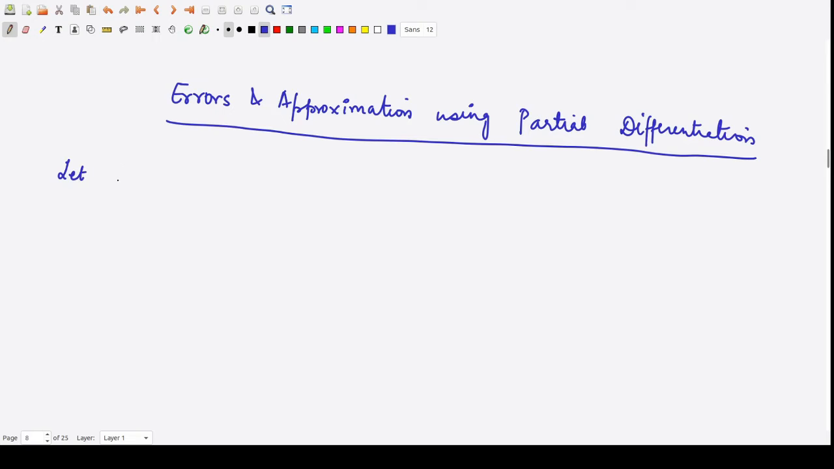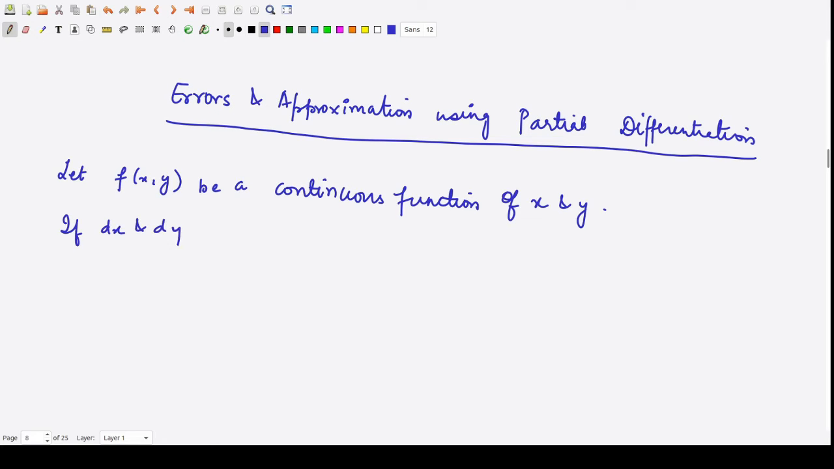Suppose f of x, y is a continuous function of the two variables x and y, and dx and dy are the corresponding increments in x and y. That means you have just varied or shifted the values of x and y. So what would be the new value of x and y?